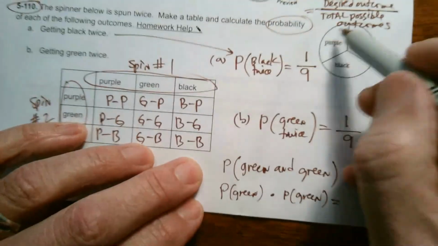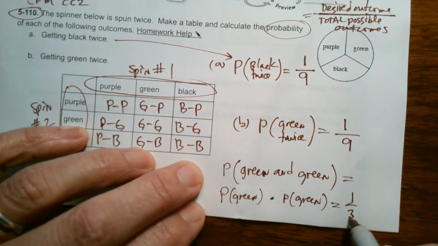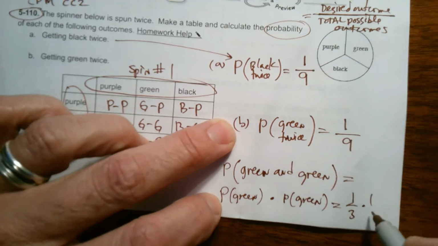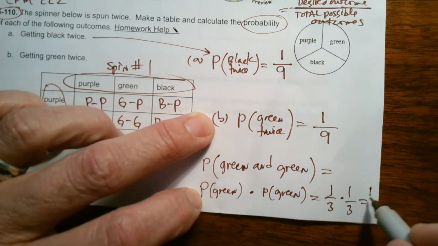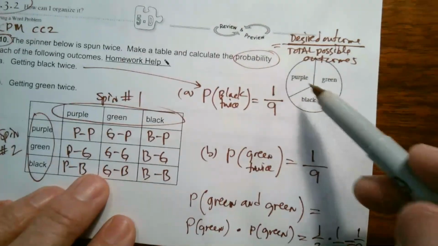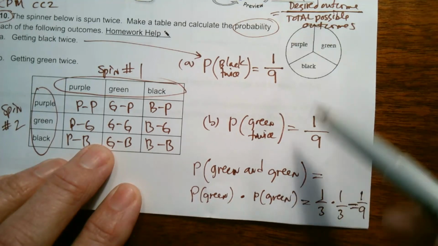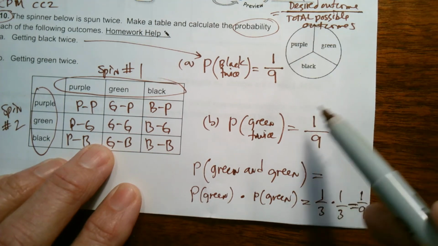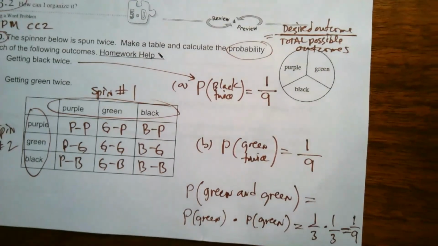So what is the probability of getting green on my first spin? The probability is 1 out of 3. On the second spin, what's the probability of getting green? It's still 1 out of 3. So 1/3 times 1/3 is 1/9. And that's another way of looking at it. You didn't need to have the table. We could have just talked about each event separately. The probability of getting green is 1/3. The probability of getting green, again, is 1/3. And you multiply those to get the compound probability, which in this case is 1/9. So that's a couple of ways of thinking about this problem.